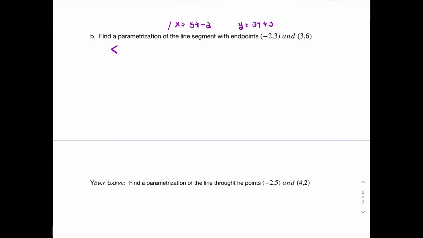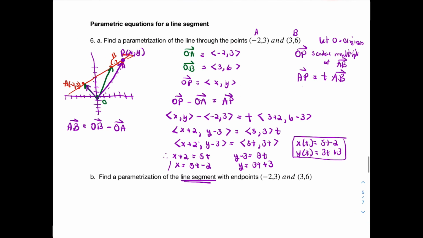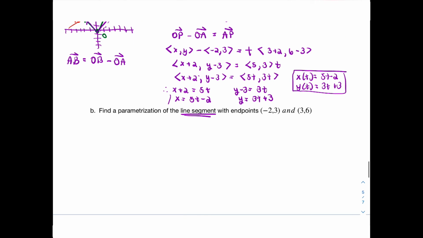And to figure out these limited t values, I'm just going to start trying some t values until I get an x value of negative 3, my initial x value, and a y value of 3, my terminal y value.